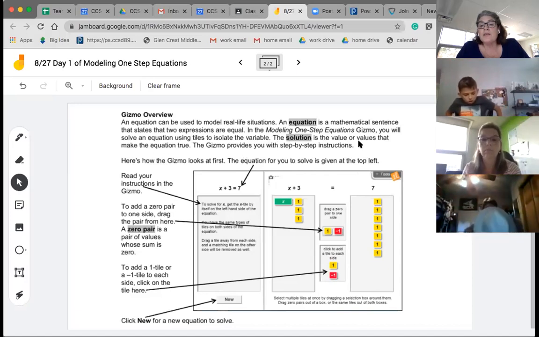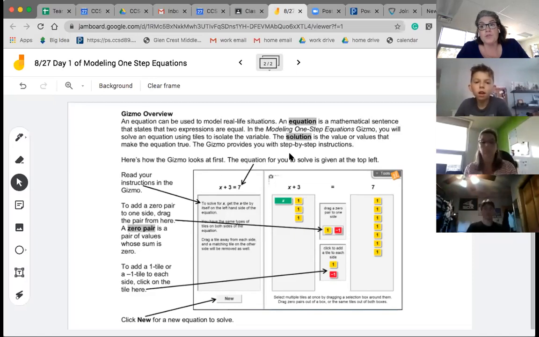The solution is the value or values that make the equation true. So the solution is the answer. The gizmo provides you with step-by-step instructions. We're gonna go through them because I think at times they're a little bit on the confusing side.